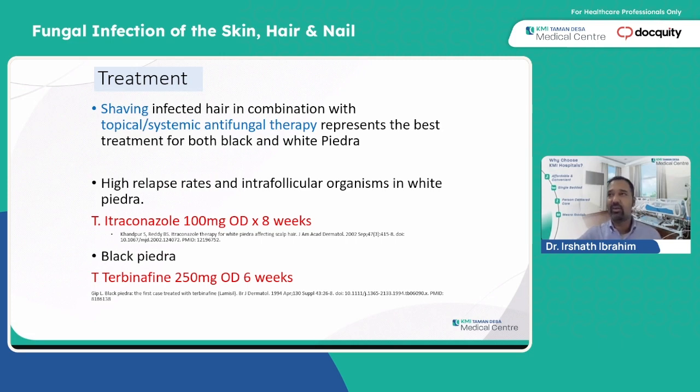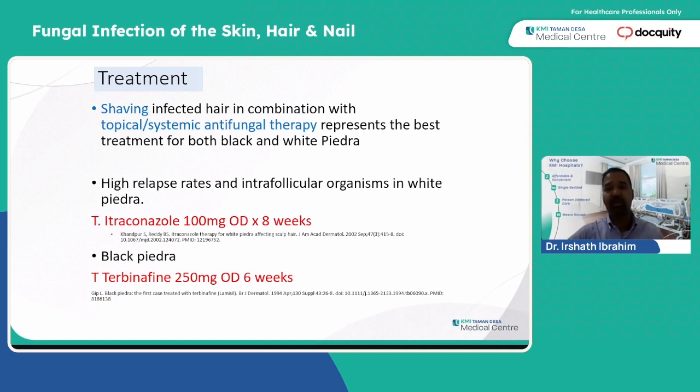These studies are not very thoroughly researched. It's mainly anecdotal, which means it has been tried in a few subjects and appears to be effective. So itraconazole 100 milligram daily for 8 weeks for white piedra, or for black piedra, terbinafine 250 milligram daily for 6 weeks. If you're interested, you can go through the research by these authors.